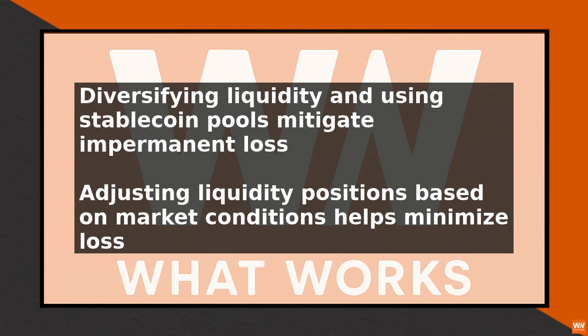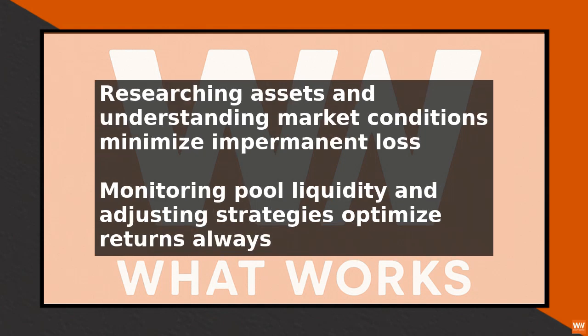Best practices for minimizing impermanent loss include doing thorough research on the assets in the pool, understanding the current market conditions, and being aware of any upcoming events that may affect the price of the assets. By following these best practices and strategies, liquidity providers can minimize their exposure to impermanent loss and maximize their returns on Uniswap.